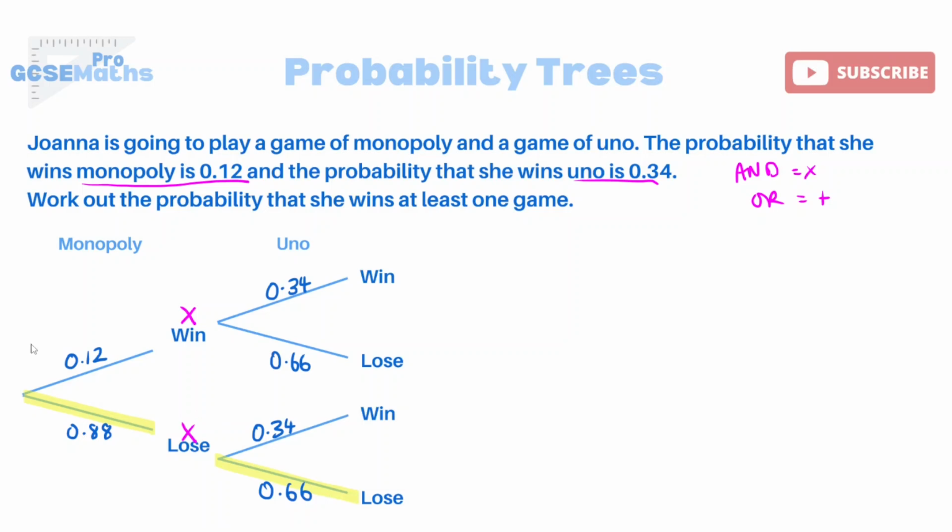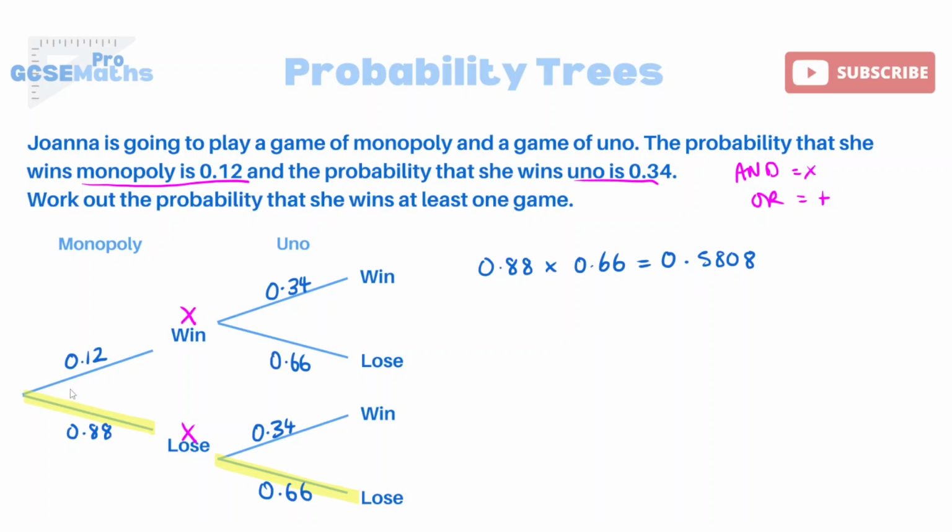So what you can do in this scenario, if you prefer, is go, do you know what? I'm just going to work out the lose-lose. That's only one calculation. So let's just do that first. So lose-lose is 0.88 times 0.66, which gives me 0.5808. Now, that's the literal opposite of what we want from the question, isn't it? It's the only other option that isn't included in our question.